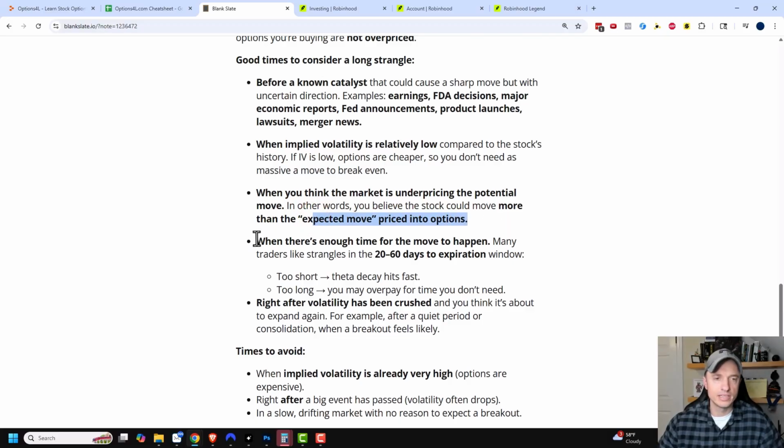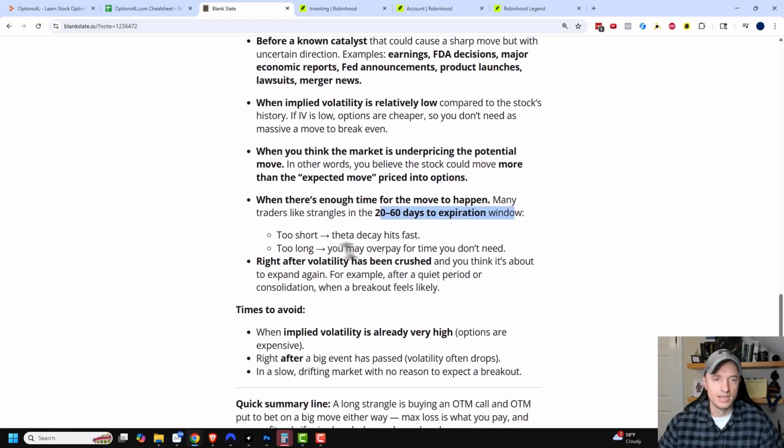Another item to consider is when there's enough time for the move to happen. Many traders like strangles in the 20 to 60 days to expiration window because if it's too short, theta decay hits fast. Too long, you may overpay for time you don't need.